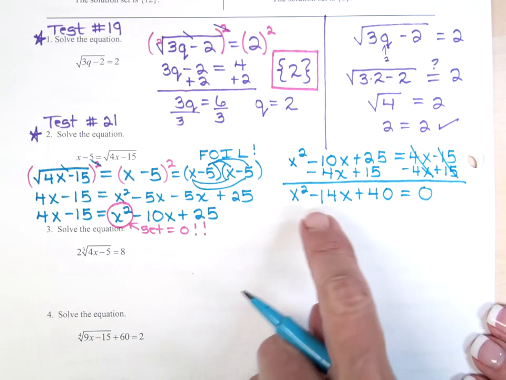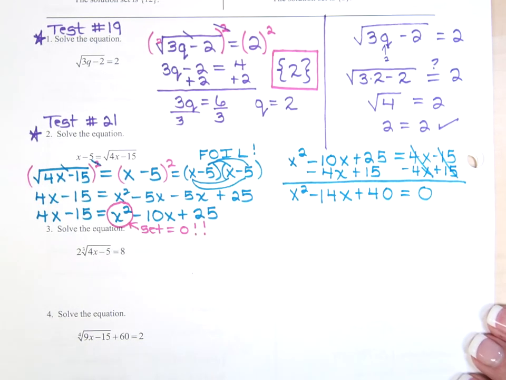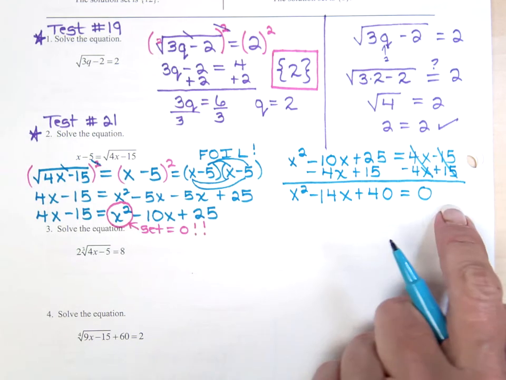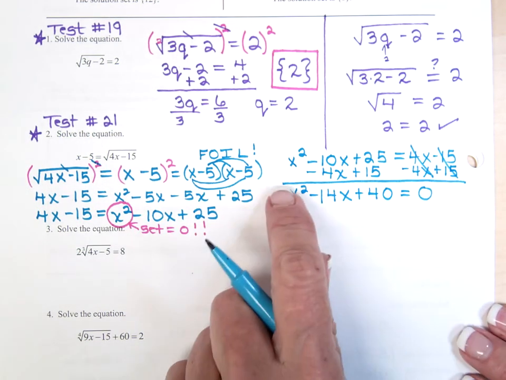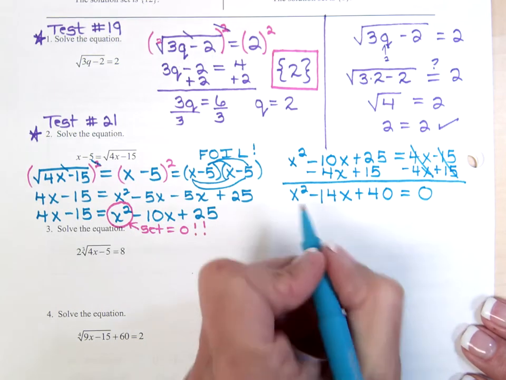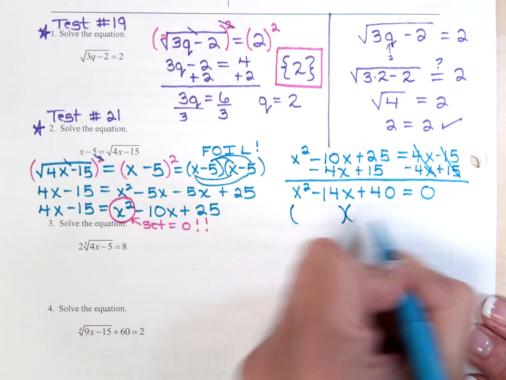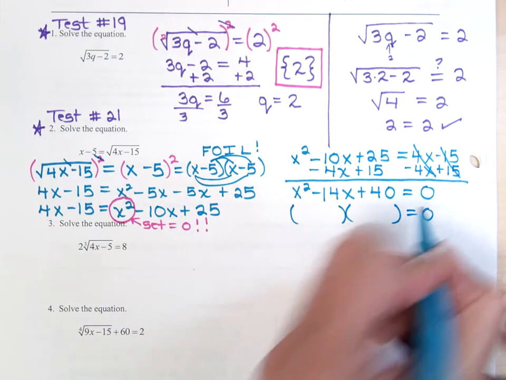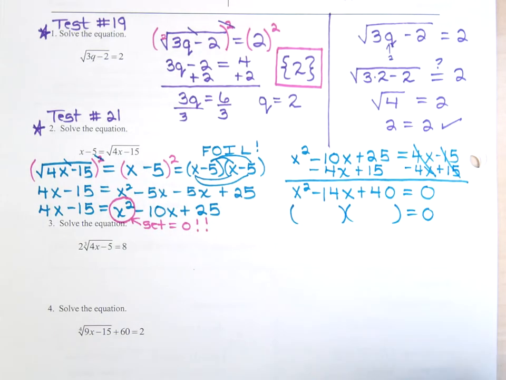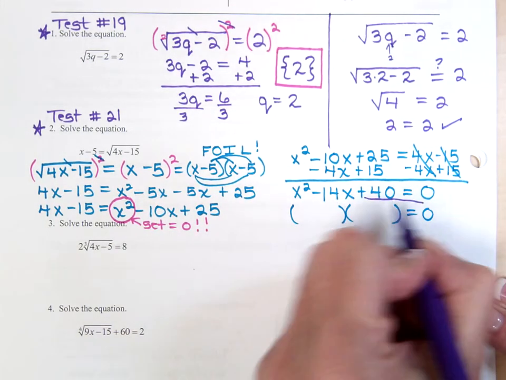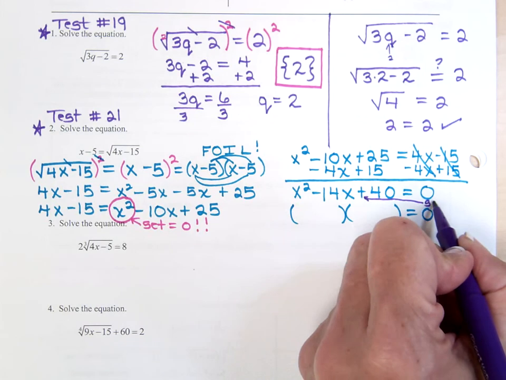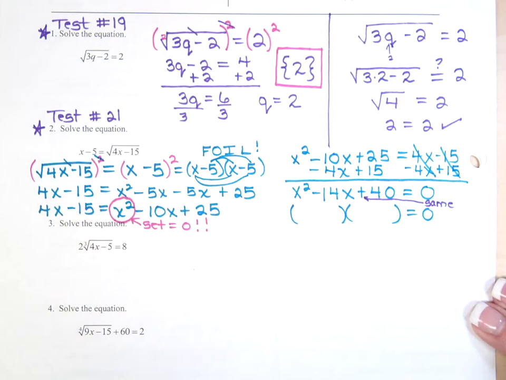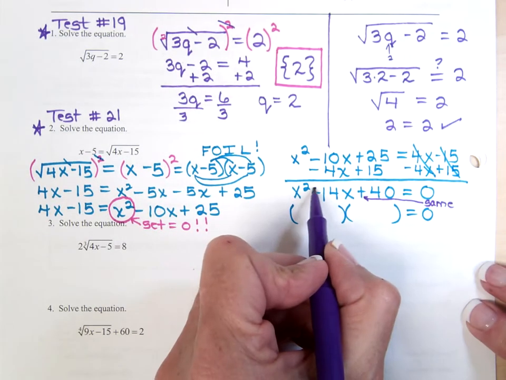So now we have a problem straight out of chapter 4. Once it's set equal to 0, you say, what kind of factoring? Oh, it's a trinomial with leading coefficient 1, so it's double bubble. And we know the plus sign at the end means the signs are going to be the same. And we also know this means they're both going to be negative.